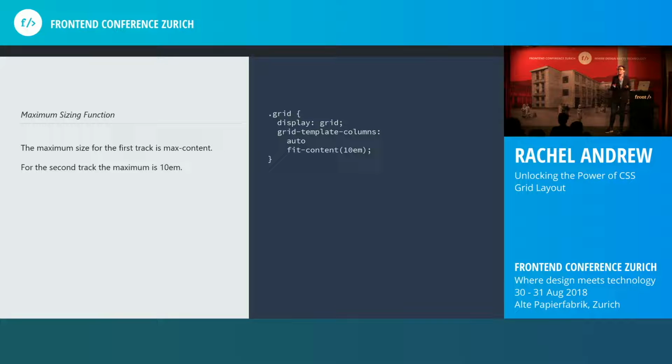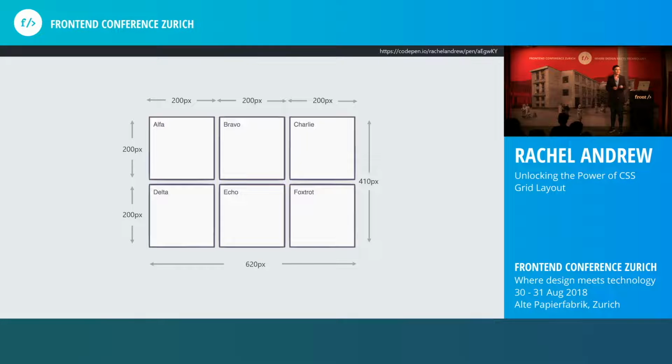So we should be able to work out how big all our tracks are. The simplest case is when we have a fixed size for our track, so the minimum and maximum sizing functions are exactly the same. So here, if we've said the track is 200 pixels, then that's what you're going to get. Everything here is a fixed size. Nothing is flexible, nothing is intrinsically sized. So that's a very basic grid. We understand how that works.